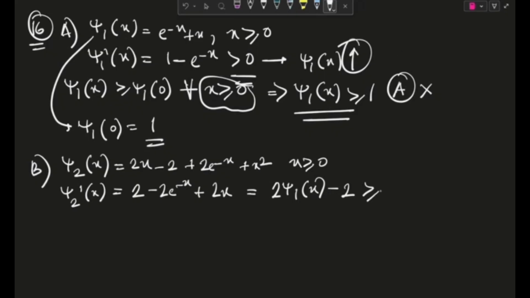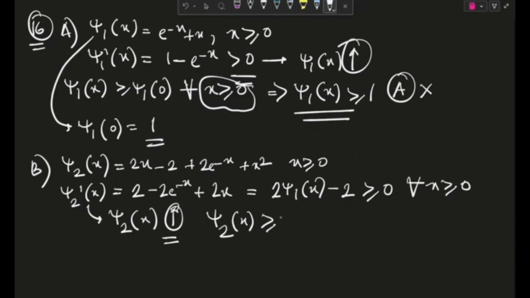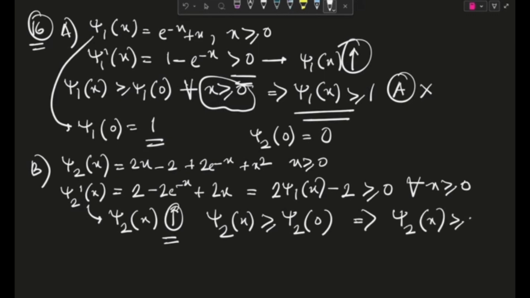So obviously this is greater than or equal to 0, because xi1(x) is an increasing function, right? For all x greater than or equal to 0. So it's already proved, and now we can also say that xi2(x) is an increasing function, which means xi2(x) will also be greater than or equal to xi2(0). And now if we try to find xi2(0), although we have already found it, this will come out to be 0 plus 2 minus 2. So from here we can conclude xi2(x) will be greater than or equal to 0, which means option B is also incorrect.